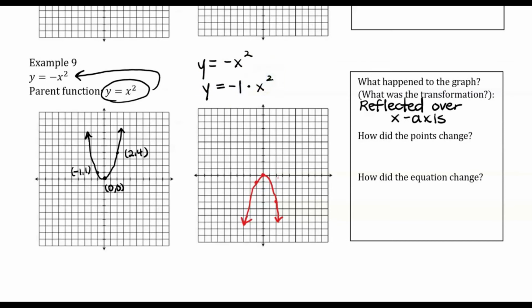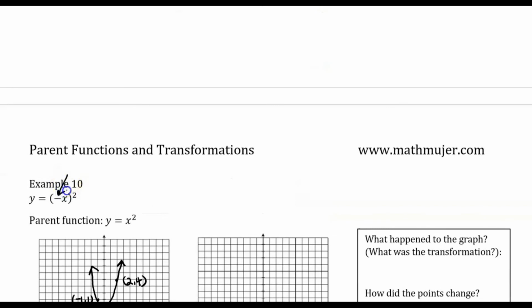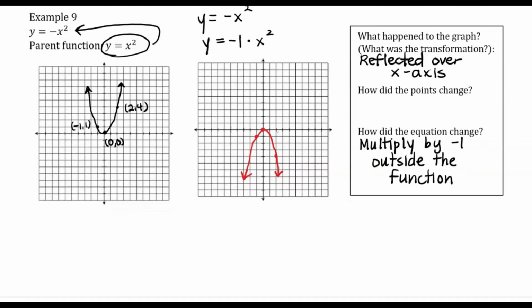So with that written now, I'm going to write that the equation changed by multiplying by -1 outside of the function. And that multiplication is happening on the outside of the function as opposed to the inside of the function like it is here in example 10. That's the last example that we'll look at.